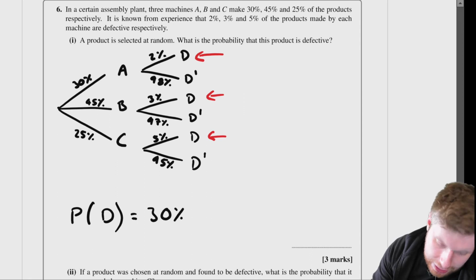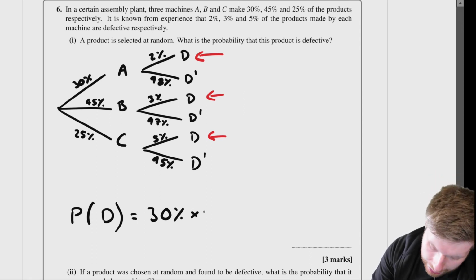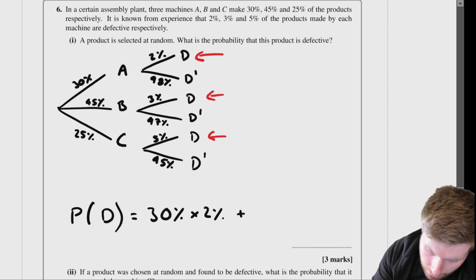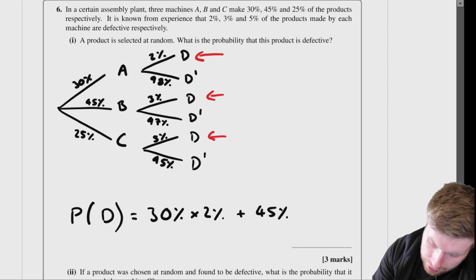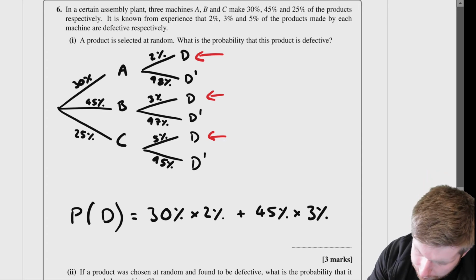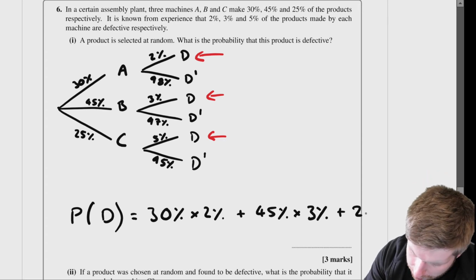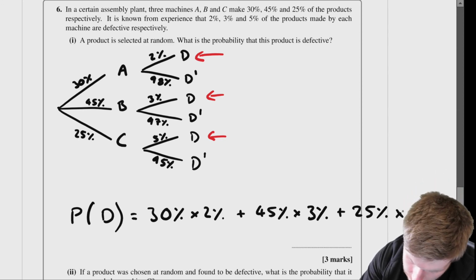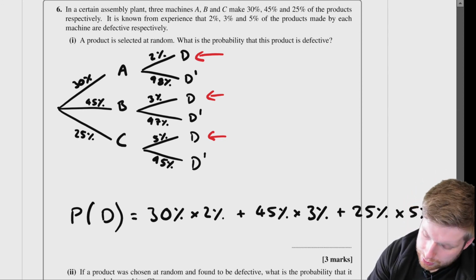So the first situation is it's made by machine A, and then it has a 2% chance of it being defective. Then secondly, there's a 45% chance that it's made by machine B. And if it's made by machine B, there's a 3% chance that it's defective. And then lastly, there's a 25% chance it's made by machine C, and there's a 5% chance that it's defective if it's made by machine C.